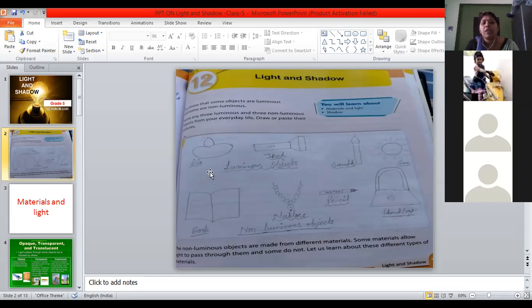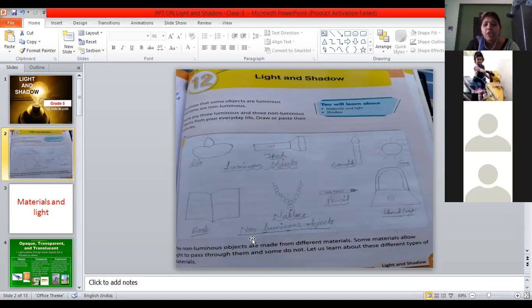Yes. So children, even among luminous objects, some are not natural luminous objects. Naturally they can, like sun. Sun is a star. Sun and other stars can produce light, even some firefly, it is an insect. They can produce light naturally. Some are artificial luminous objects like diya, torch, candle. All these are artificial luminous objects.